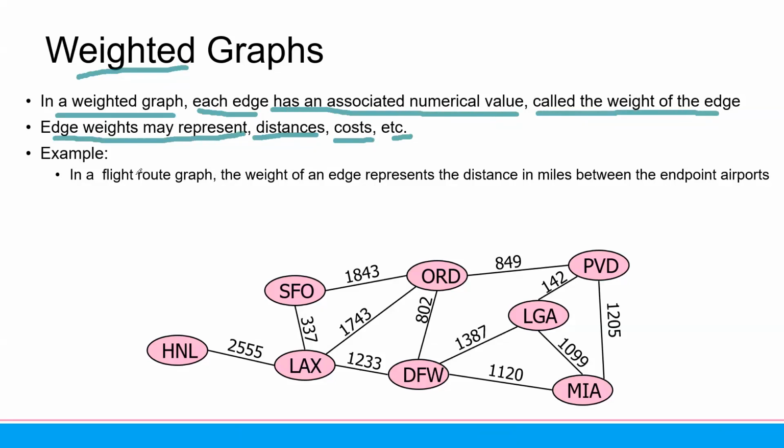So in this case, the flight route graph, we have this one. The weight of an edge represents the distance in miles between the endpoint airports. We call this a weighted graph.